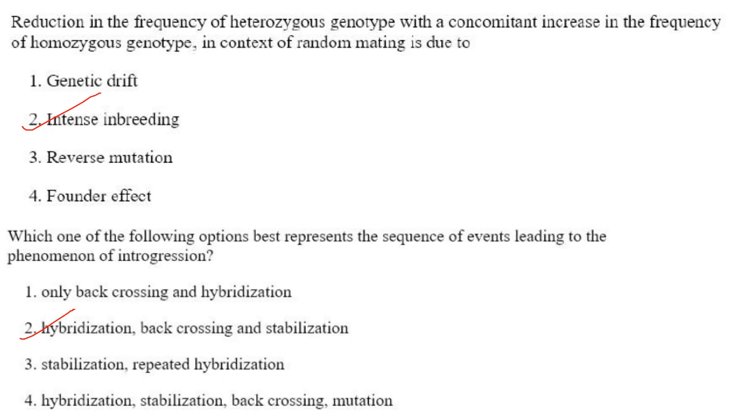Which one of the following options best represents the sequence of events leading to the phenomenon of introgression? Introgression is the transfer of genetic material between species following hybridization, backcrossing to the parental species, and further leading to stabilization. So the best option is hybridization, backcrossing and stabilization. Answer is option 2.